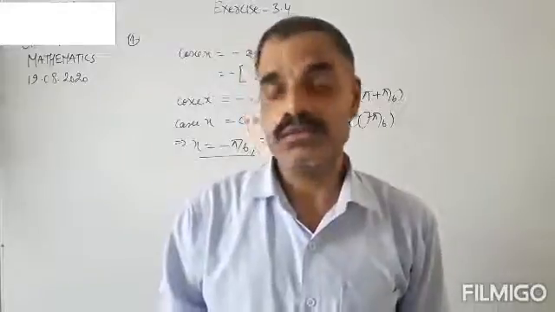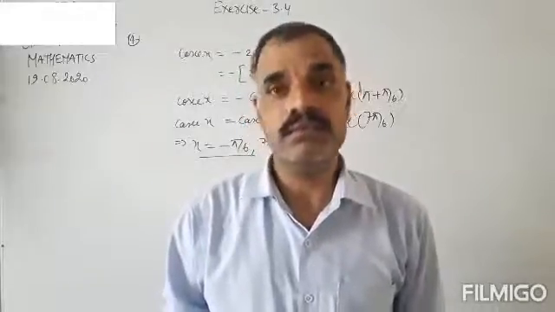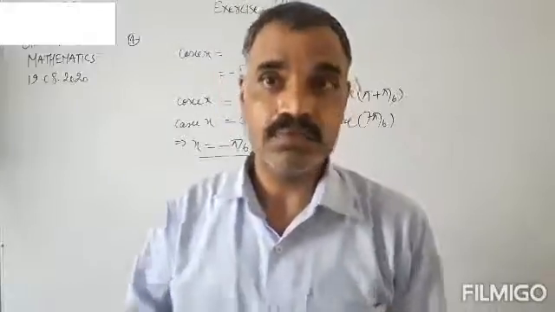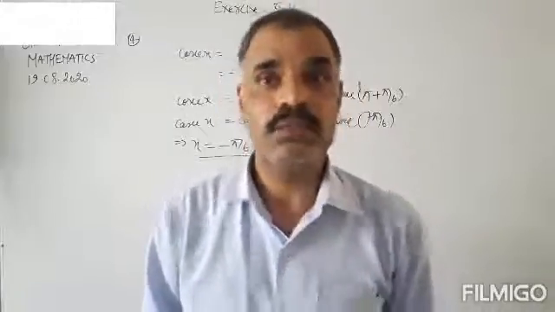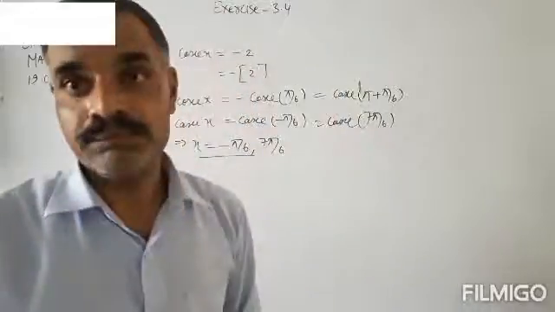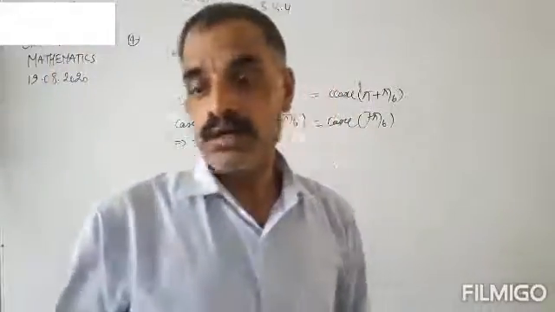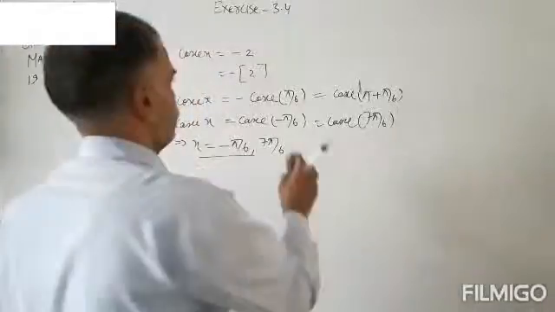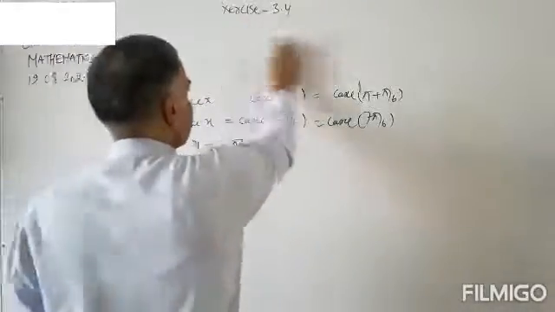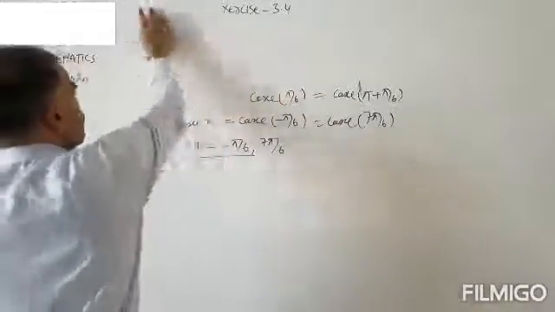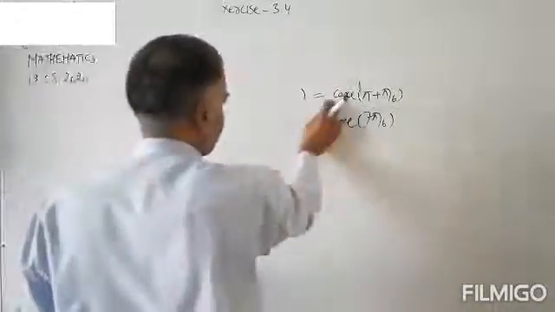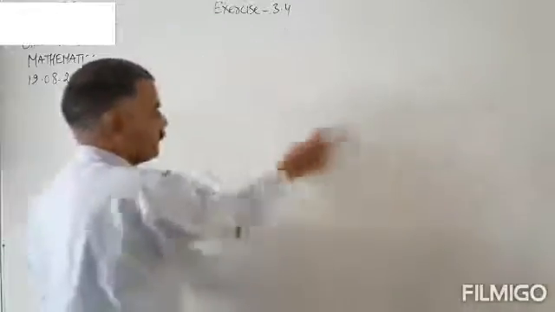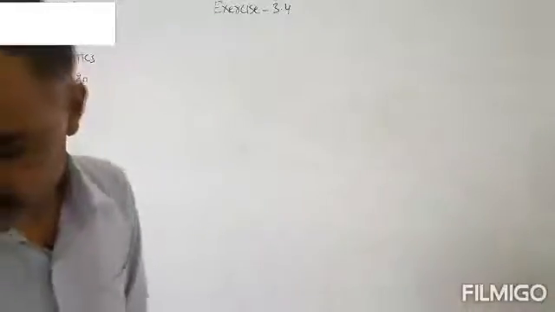The remaining two questions, question number 2 and question number 3, just think of them as a home assignment for you. Now let us take another type of questions, from question number 5 to question number 9. The trigonometric equations are given.